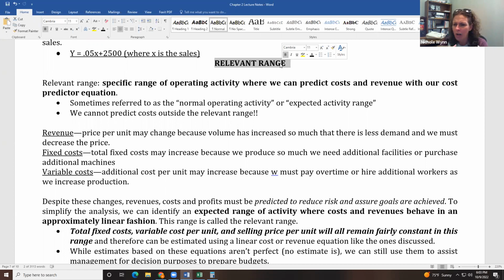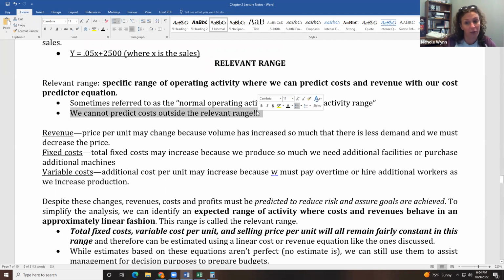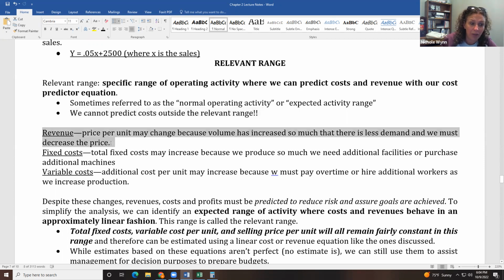But what if you make 500,000 bikes? Then you'd be like, wow, I need more factory space. I need more of a lot of things. I need to hire more employees. So your costs are going to behave normally within the relevant range, but outside of it, if I ask you to go from 2,000 bikes to 500,000 bikes, you could be like, I don't know what my costs are going to be. I'm going to have to re-estimate everything. So this is your normal range. We can't predict costs outside the relevant range because I would have to re-estimate everything. But within the relevant range, your selling price is going to stay constant.